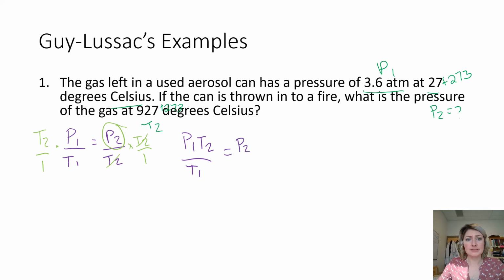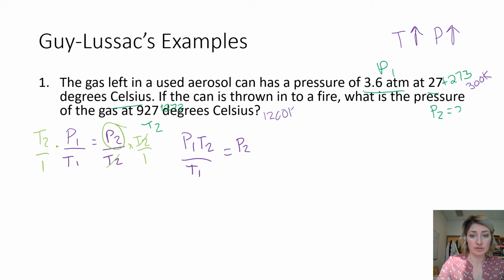Okay. So just eyeballing this, I'm noticing that the temperature goes up. I know this is a directly proportional problem, so the pressure is going to significantly increase as well. Let's go ahead and convert these. 27 plus 273 is 300 Kelvin for my initial temperature. And 927 plus 273, oh dear God, my T2 is 1200 Kelvin. That is significantly hot. That's bad. Please don't do this at home.